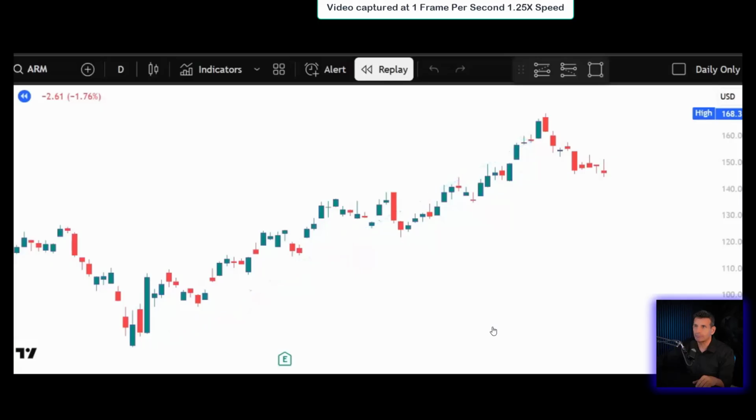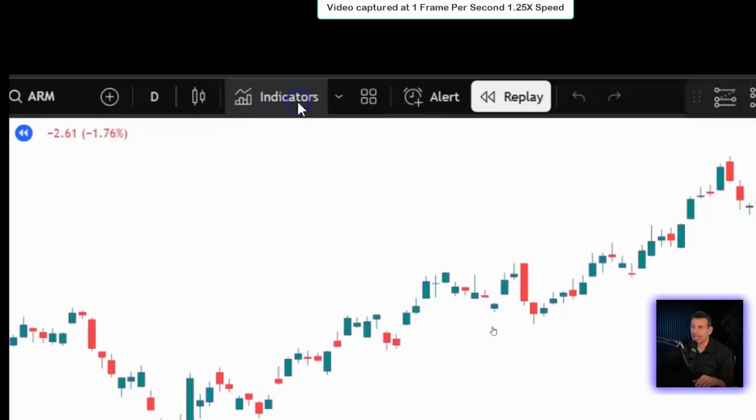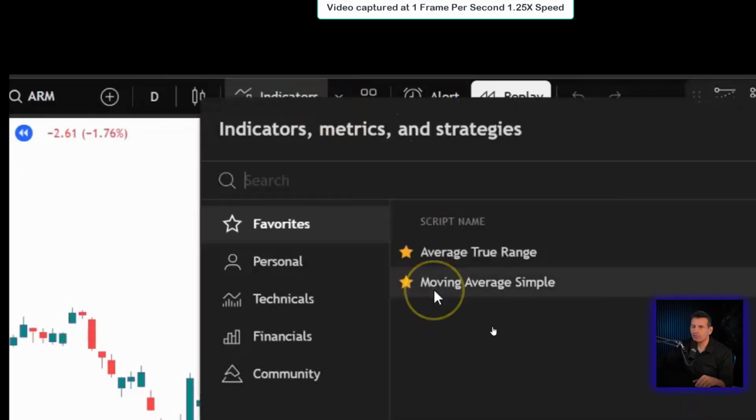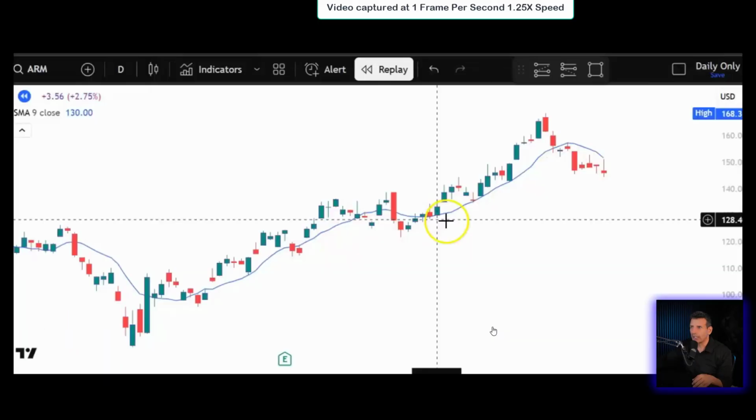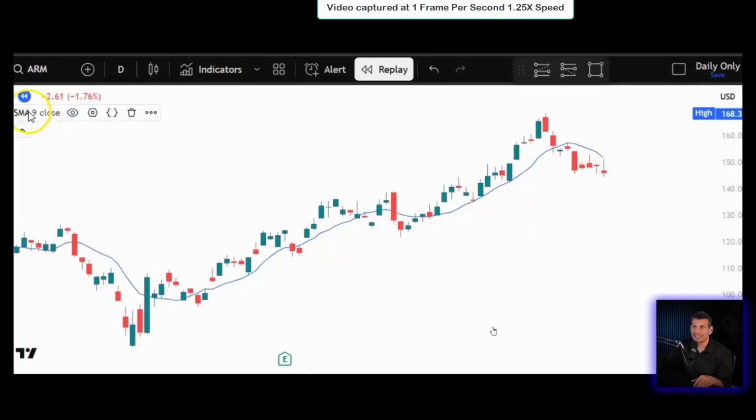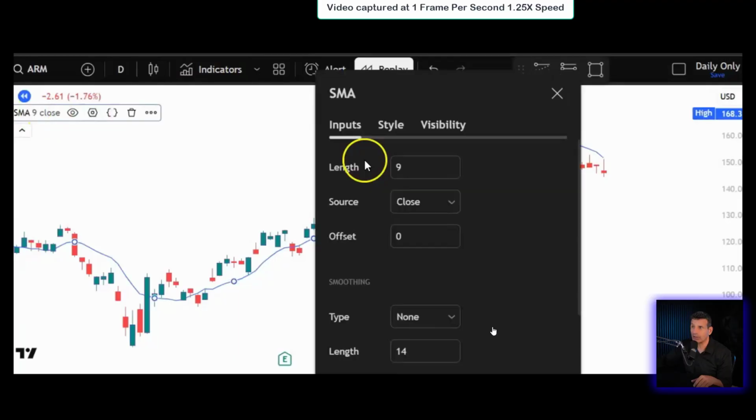You can always go to your indicator tab, and you can select moving average simple, not exponential, not weighted, just a simple moving average. And it'll give you a line here on your chart. Now this one says 9, but we want to come over here to the settings and move this to 50. I once did a video about this. I'll try to put it up there on the screen if I can.